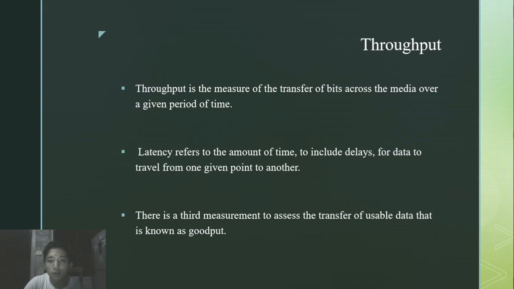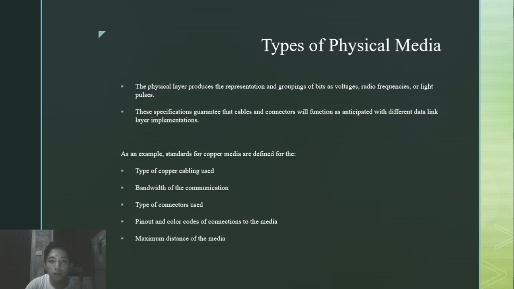Bandwidth is the measure of the transfer of bits across the media over a given period of time. Latency refers to the amount of time, including delays, for data to travel from one given point to another. There is a third measurement to assess the transfer of usable data, which is known as throughput.